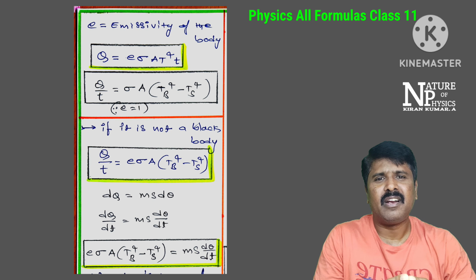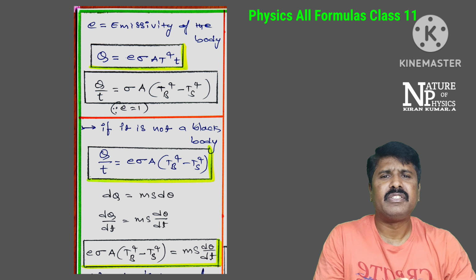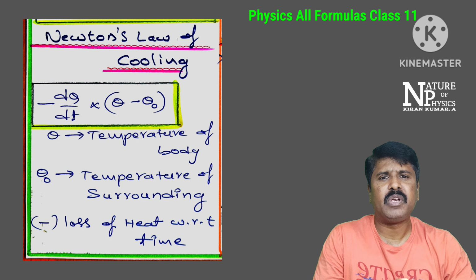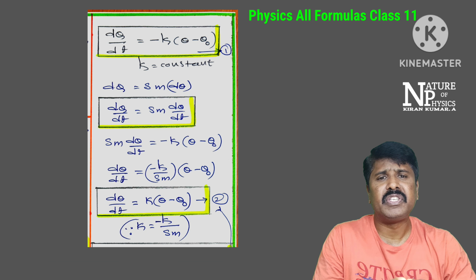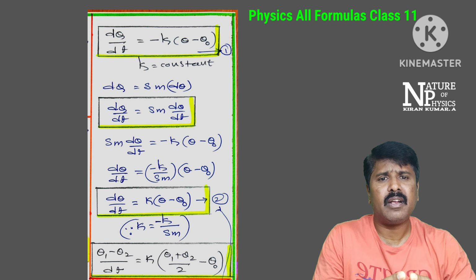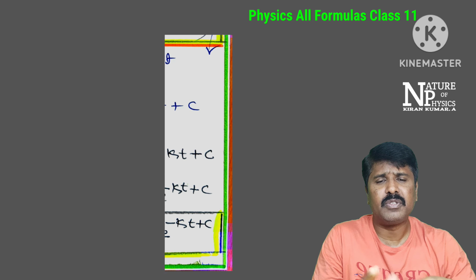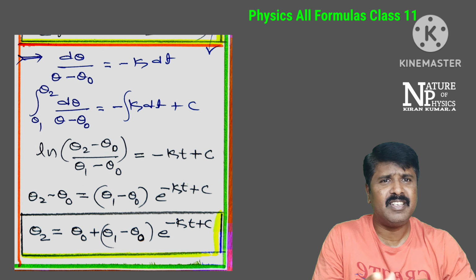Now we have Newton's law of cooling, that is minus dQ by dt directly proportional to theta minus theta naught. Rate of loss of heat energy of a hot body is directly proportional to the temperature difference between the system and the surrounding. Theta naught represents the temperature of the surrounding, theta 1 initial temperature, theta 2 final temperature, also we can clearly find based on this derivation.